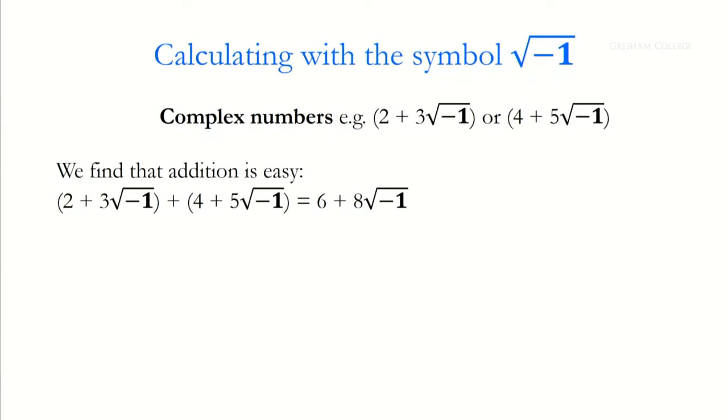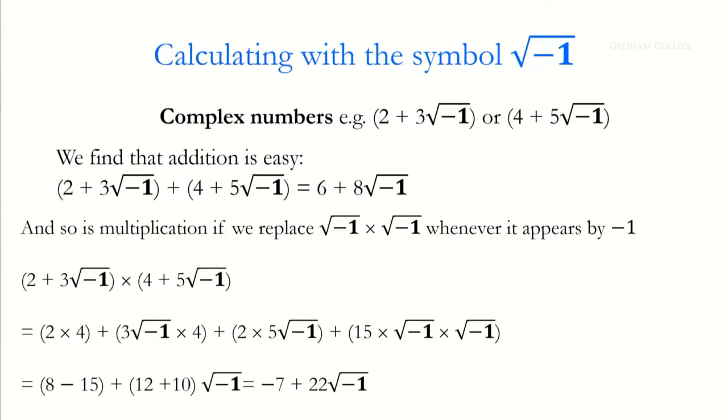And multiplication is also easy if we try to multiply those two complex numbers, as long as every time you meet the square root of -1 multiplied by the square root of -1, you replace it by -1. Then it's just the arithmetic we know and love. You multiply every term in the first bracket by every term in the second bracket, and then collect them together. And hopefully that is correct, giving you that particular answer. So you can carry out all the standard operations of arithmetic on these new objects.